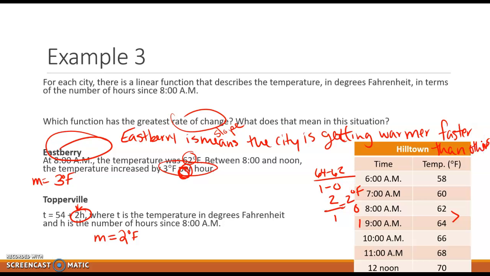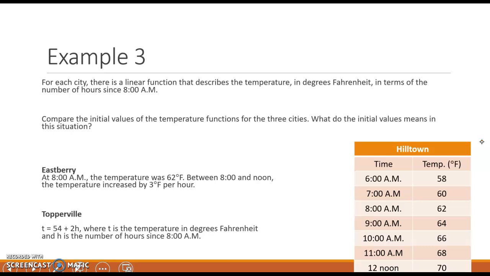All right, part 2 on this one. For each city, there is a linear function that describes the temperature. Compare the initial values of the temperature function. So the initial hours since 8 a.m. So here I need to go to 8 a.m. This is my initial for Hilltown. At 8 a.m. the temperature was 62 for Eastbury, and Topperville has the equation, so that's our constant, our temperature at 8 a.m., which was 54. So compare the initial values of the temperature functions for the three cities. Well, Eastbury and Hilltown have the same temperature, and Topperville has a lower temperature.